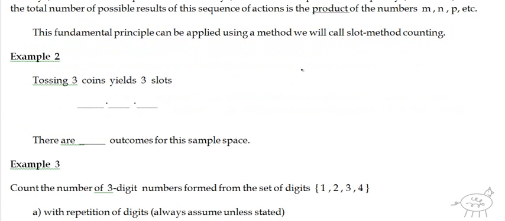You toss 3 coins, and that basically yields 3 slots. And the 2 I put here is basically the number of possible outcomes. So you either get heads or tails. And since I'm tossing 3 coins, it's 2 times 2 times 2, and that's how we get 8 outcomes for the sample space.